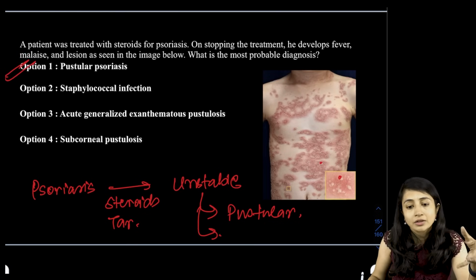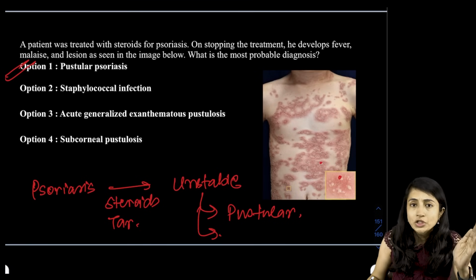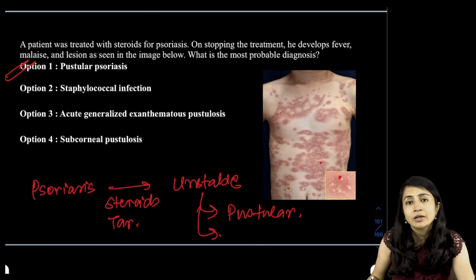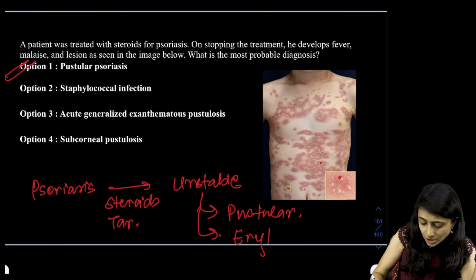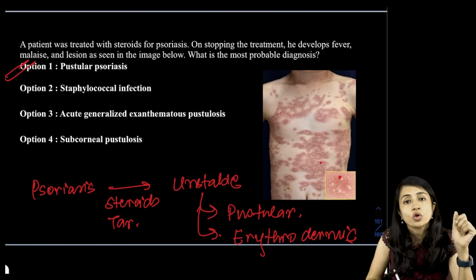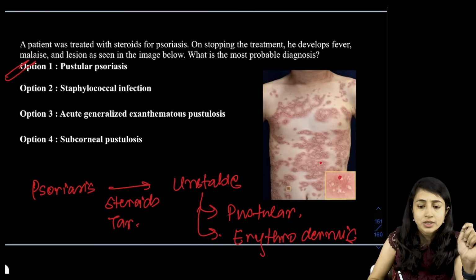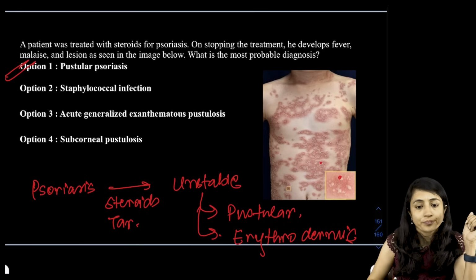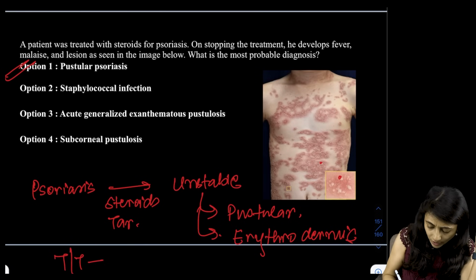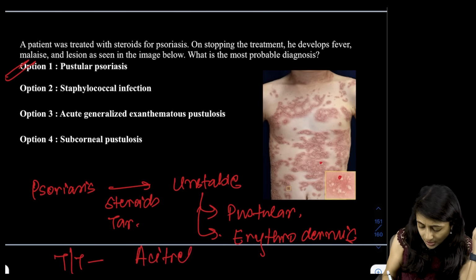Don't confuse it with secondary infection or drug-induced reaction or subcorneal pustulosis. So for a patient of psoriasis given steroids or tar, they are going to ask you about pustular psoriasis. Another form of unstable psoriasis is erythrodermic psoriasis, where you see erythema and scaling, which involves more than 90% of body surface area. But here the answer would be pustular psoriasis. Here you see lakes of pus forming. The treatment of choice, I already discussed, in such cases is acitretin.